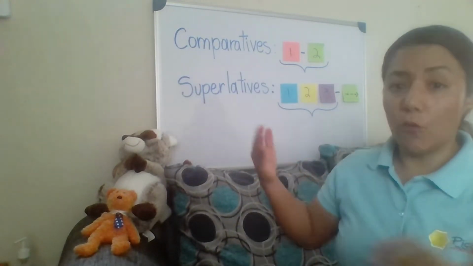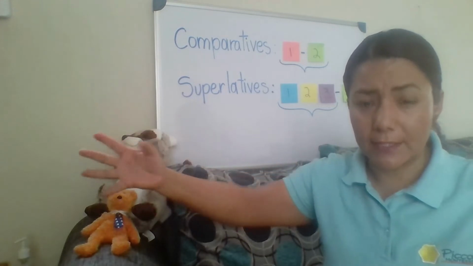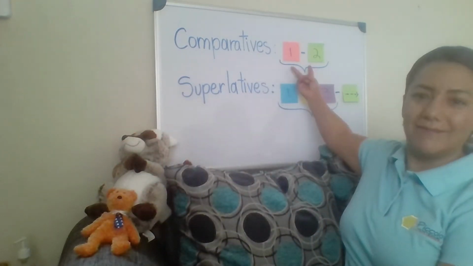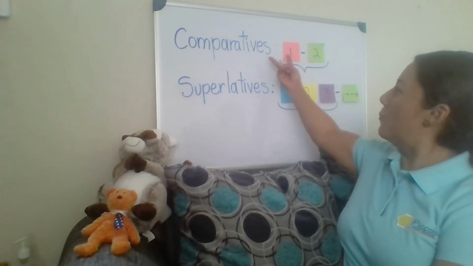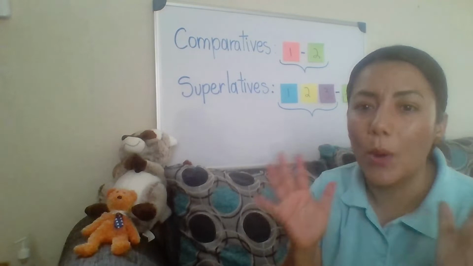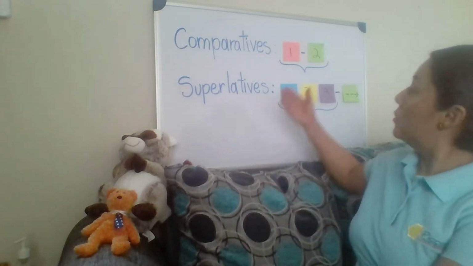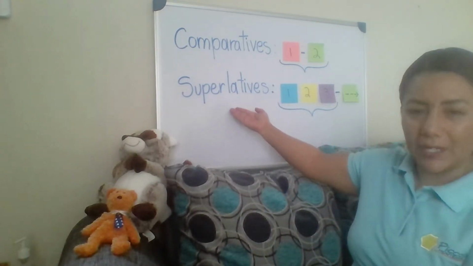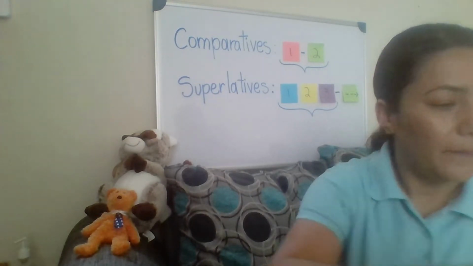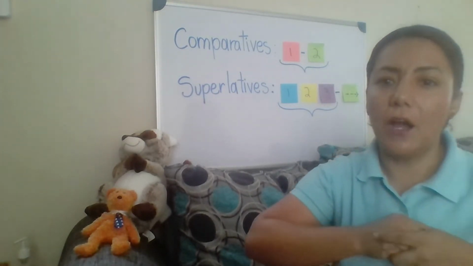So, if we have 20 things to compare, are we going to use comparatives? No. Because comparatives are only for two things. And we're saying 20 houses. So what are we using? Superlatives. Now, my house is the largest.